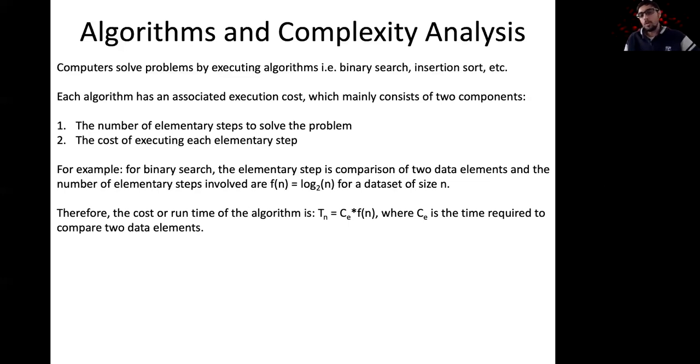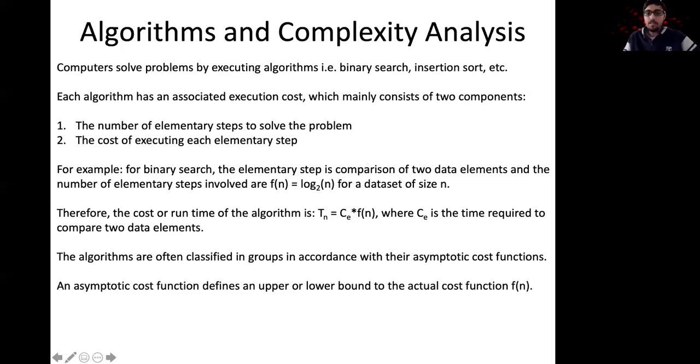So what will be the total cost of running binary search on your classical machine? The total cost or runtime would be T(n), which will be CE times F(n). So F(n) is the cost of the algorithm itself, which is basically log base 2 n steps. And then CE is the time to execute one step, which is the comparison of the two data elements. So total time is CE times F(n), right?